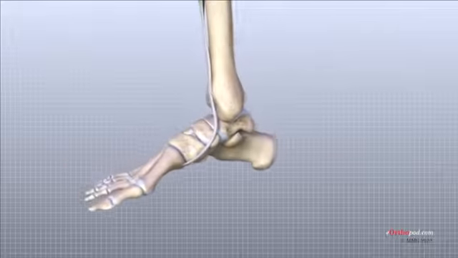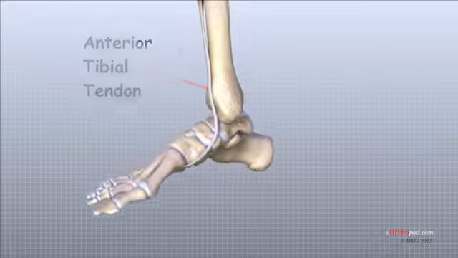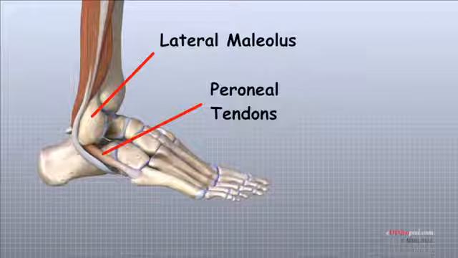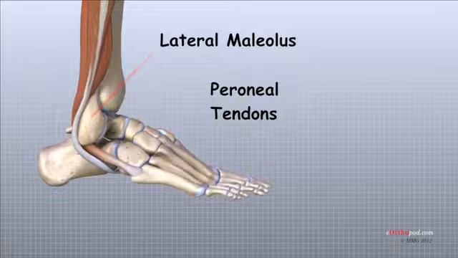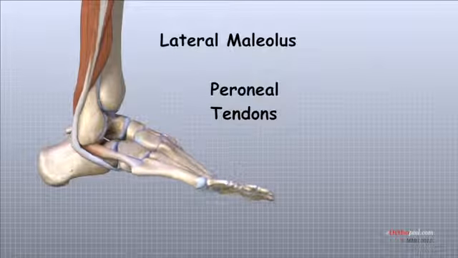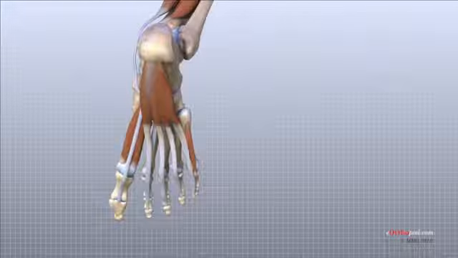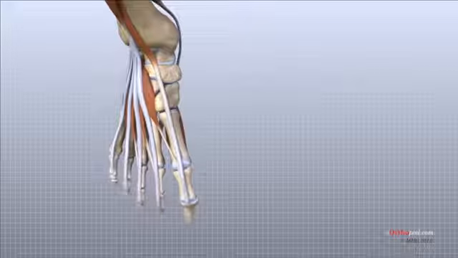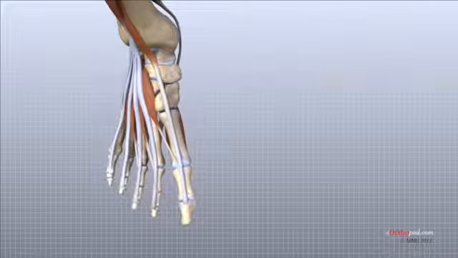The anterior tibial tendon allows us to raise the foot. Two tendons run behind the outer bump of the ankle, called the lateral malleolus, and help turn the foot outward. There are a set of tendons that bend the toes down, or flex the toes, and a set of tendons that straighten or extend the toes.